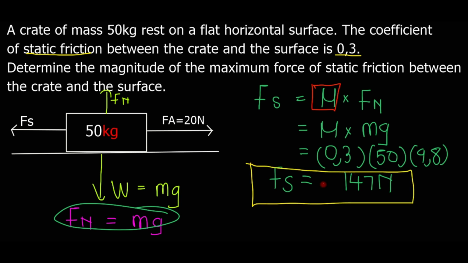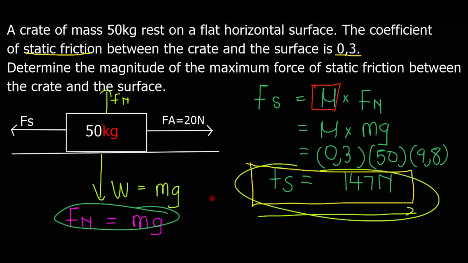So this actually means that for this object to move, you will have to apply a force that is greater than 147, because the reason this object does not move is because your force is less than this one. But as soon as you apply a greater force, you overcome this force, and your object will move, and then now you have a kinetic friction. So anyway, this is our answer. I'll look at the next one.